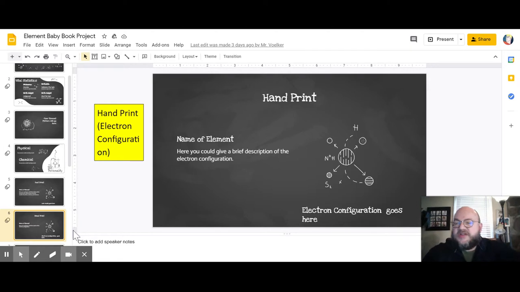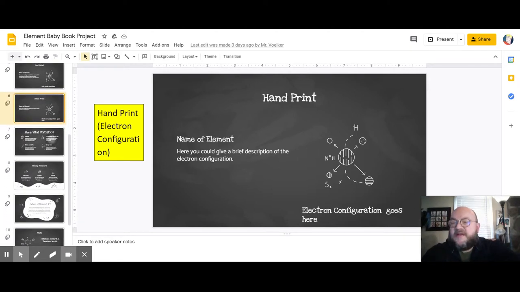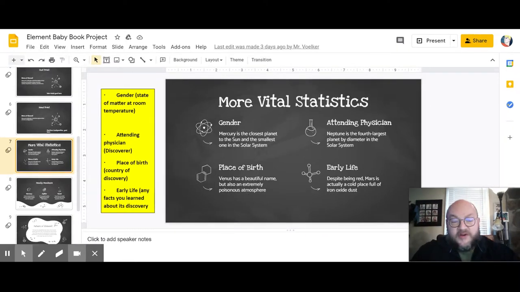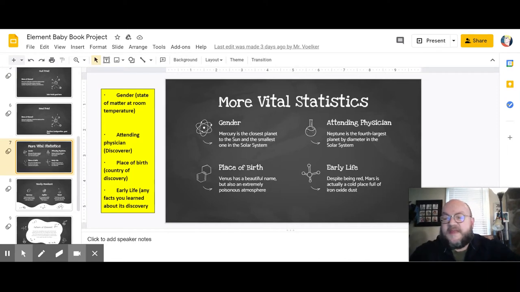Well, we're getting close to the end here. Let's see what we have left. The 7th slide is going to be the gender. That's going to be what state of matter you'll find it at room temperature. Attending physician, who's the one who discovered it? We all know who discovered phosphorus, but who discovered your element? Again, if it's something like silver that's been around since the beginning of time, you won't have an attending physician. What country was it discovered in? And early life is any other facts you might have learned about its discovery.